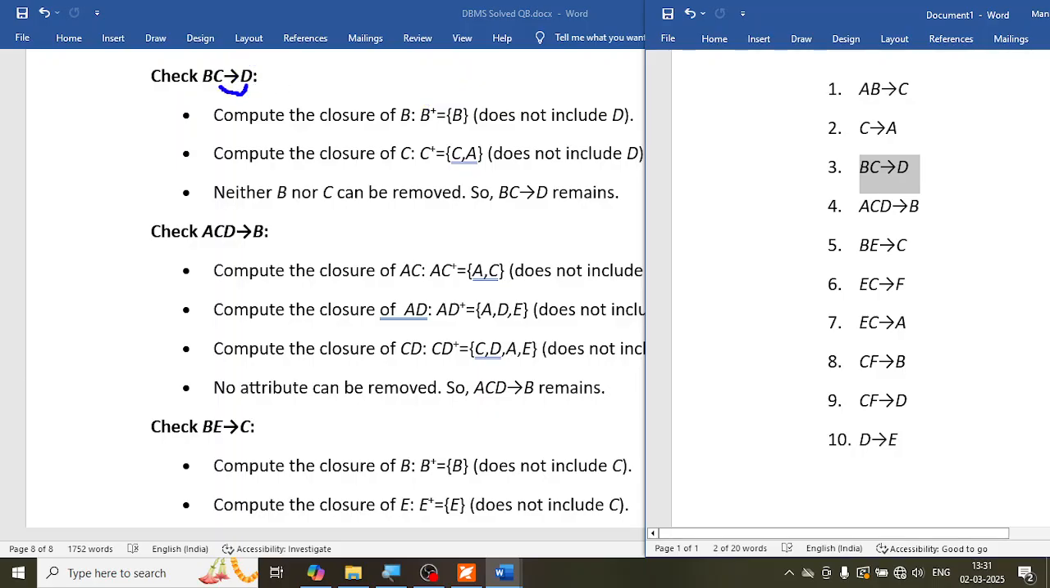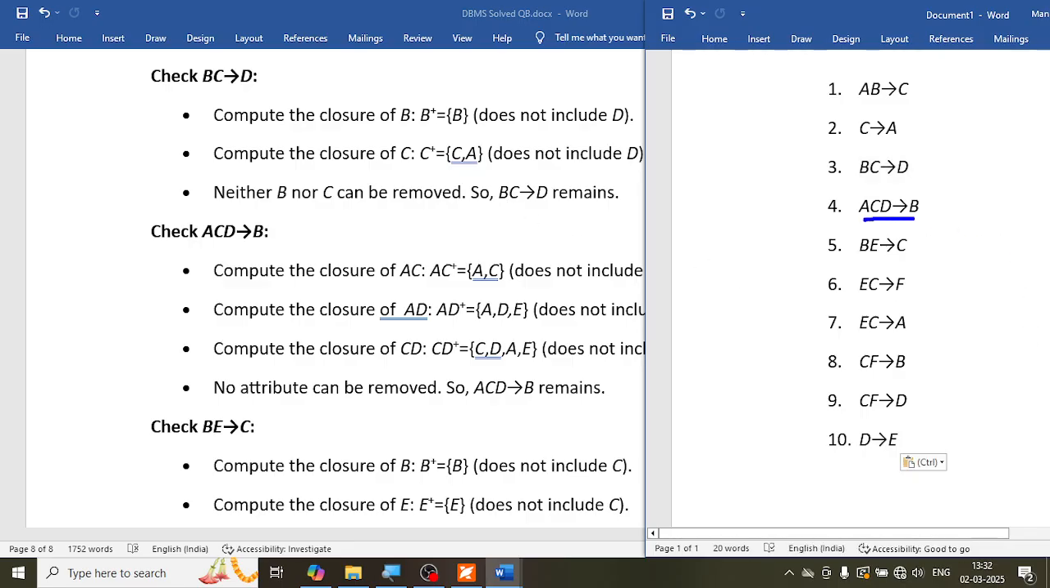Let us try to find, with C, can we derive anything? From C, you can get C itself. Also, you will notice that from C, you can derive A. So from C, you can derive C as well as A. But we are not interested in that. What we are interested in is whether C can single-handedly derive D, which is not possible. So we will say that B and C alone cannot derive D. Both of them are required to get the value of D. So both of them cannot be removed. Let us go to the next one.